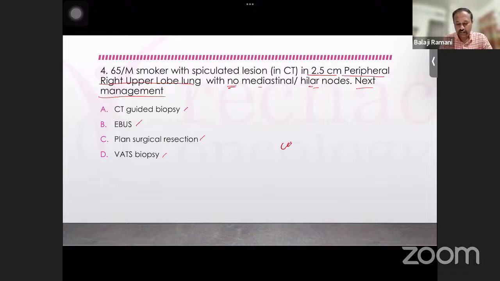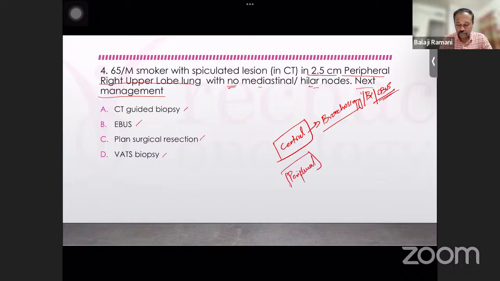The more central lesions will be diagnosed by your bronchoscopy and biopsy, or it can be EBUS and biopsy. So the central location of the lesions will be bronchoscopy guided or EBUS guided biopsies. On the other hand, the more peripheral the lesion is going to be, then you will plan for a CT guided biopsy.